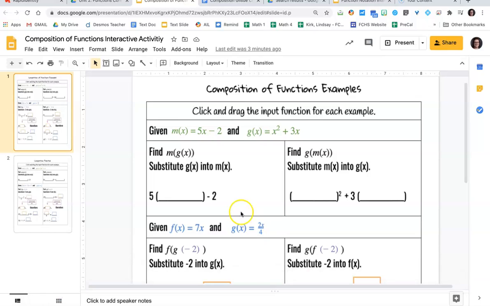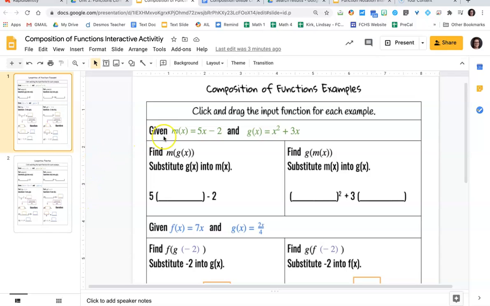All right, so for each example here, we are going to be doing a lot of clicking and dragging and typing in our values. So this is just to make sure you understand where things are actually being substituted and how they're being substituted.